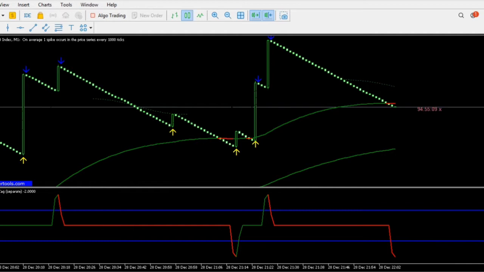So guys, without wasting much time, because I wouldn't want this video to be very long, let's just go straight to how this indicator works. We're just going to be backtesting it on Boom 1000 and Crash 1000, but like I said, it worked perfectly on 500. According to the indicator description, on average one spike occurs in the price series every 500 ticks, so you should be expecting many spikes and drops on 500, guys. But it works perfectly on 1000 too, so we're just going to be backtesting on 1000. So let's go straight to how it works.